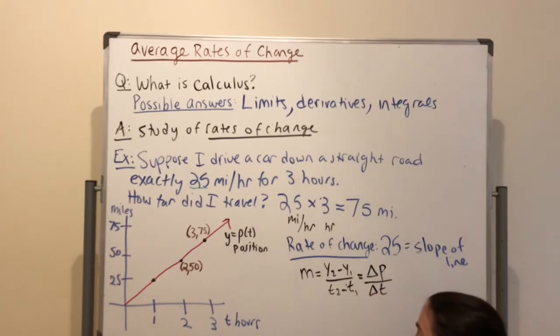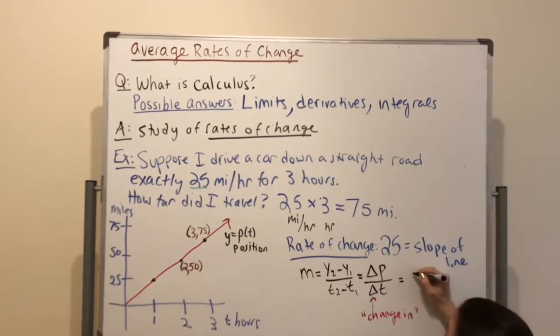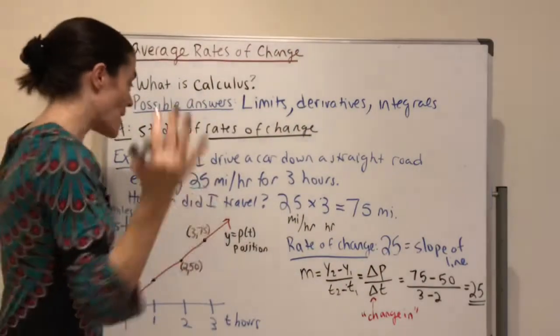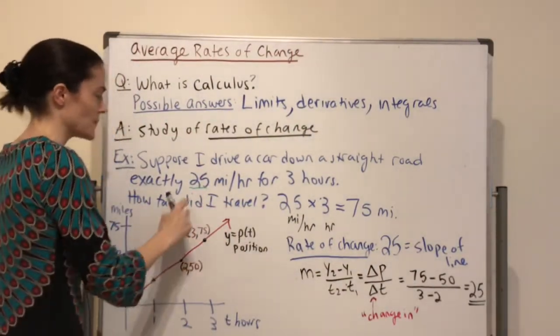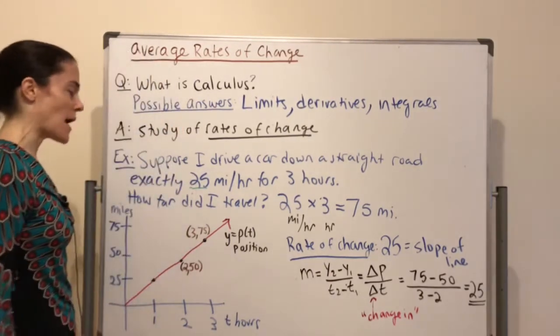And this capital delta here, this is read change in. So change in p over change in t, this gives us the slope. And for example, I have 2 points plotted on the board. This would be 75 minus 50 over 3 minus 2. In fact, we do get 25, okay? So this rate of change, well, it's the same everywhere because I'm driving at this constant rate. I'm driving exactly 25 miles per hour for 3 hours.